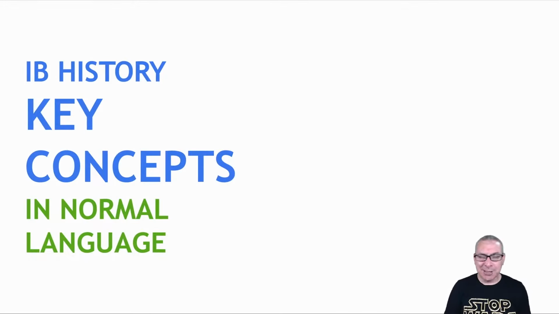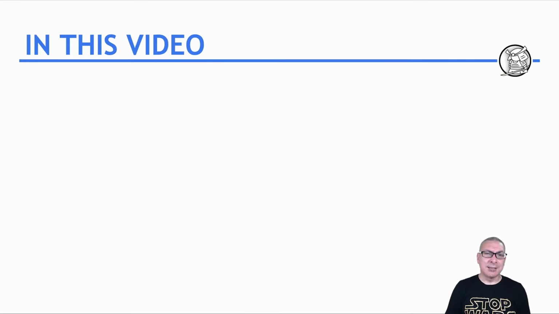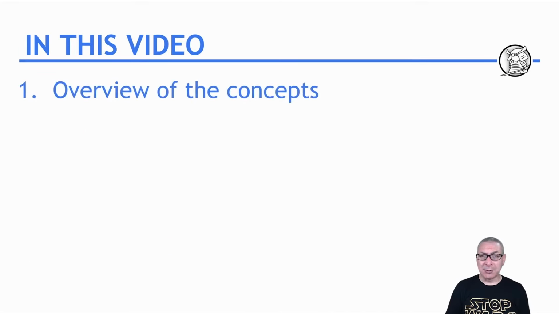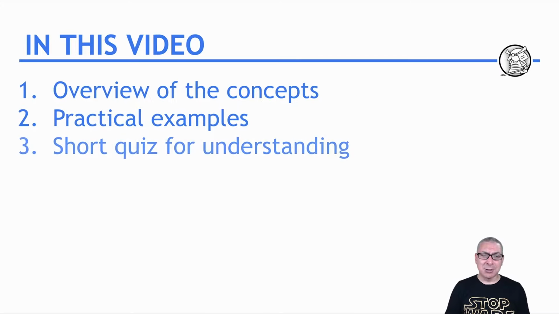Okay, this is IB history key concepts, but in somewhat normal language. And those are the concepts: change, continuity, causation, consequences, significance, and perspectives. For example, when you're writing an essay in history for the IB, you might actually use more than one of these. In this video, we will look at an overview of the concepts. We're going to give some practical examples, and then we'll do a short quiz to check for your understanding afterwards.